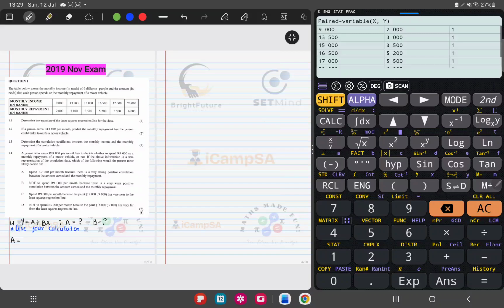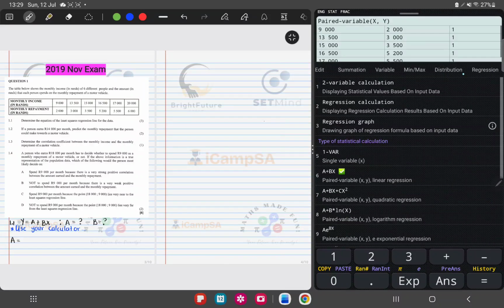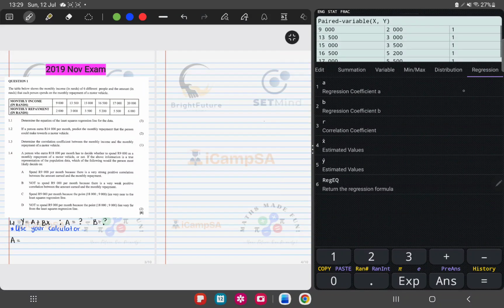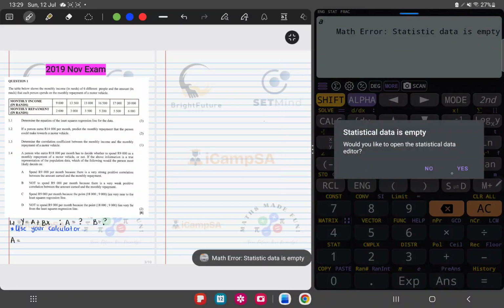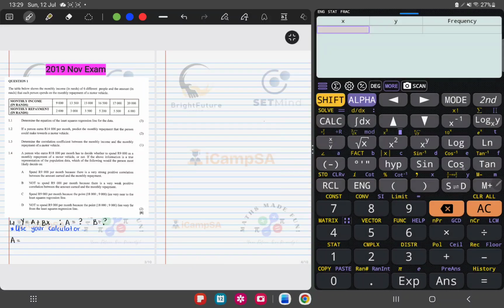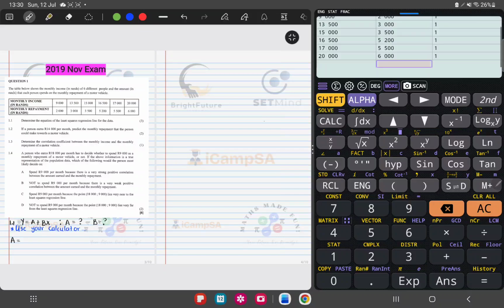So let's go ahead and read our values. We'd say shift stats, then reg, which is for regression. Now I'm in a position where I can read the A value. But this is saying empty, so my calculator cleared that. I just need to populate the table again. I'm done populating the table. So let's see if we can now read the values of A and B. Right, there we go.